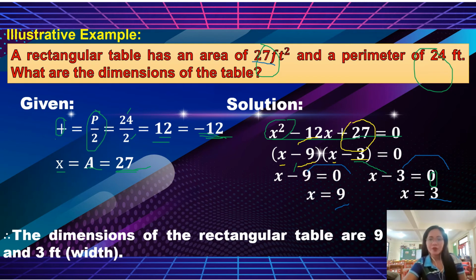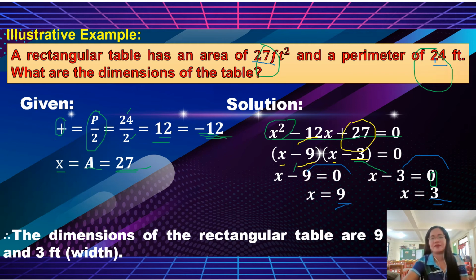Next, for this perimeter, we're just going to use this one. 2 length plus 2 width, di ba? Mauna siya. Our length is 9. 9 times 2 is 18. Then 3 times 2 is 6. 18 plus 6 is 24. So meaning 9 and 3 is the correct dimension of the rectangular table.